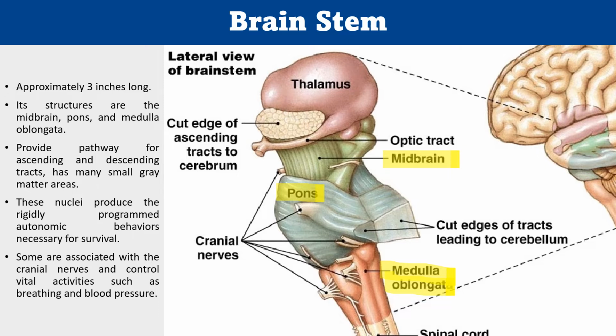The brainstem is approximately 3 inches long. Its structures are the midbrain, pons, and medulla oblongata. It provides a pathway for ascending and descending tracts and has many small gray matter areas. These nuclei produce the rigidly programmed autonomic behavior necessary for survival. Some are also associated with cranial nerves and control vital activities such as breathing and blood pressure. You can see the areas highlighted in yellow are the structures of the brainstem: the midbrain, followed by the pons, and then the medulla oblongata.